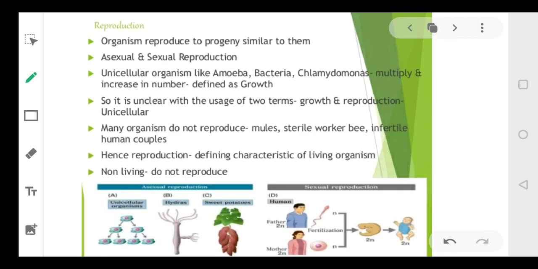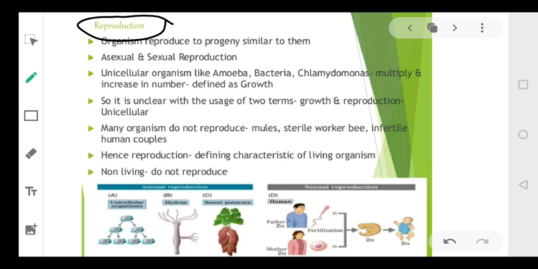Next comes reproduction. What does the term reproduction mean? Reproduction means that they are able to produce organisms of their own type, their same type. Like you will see, cats produce kittens. Human beings produce human beings, isn't it? So this is called reproduction.